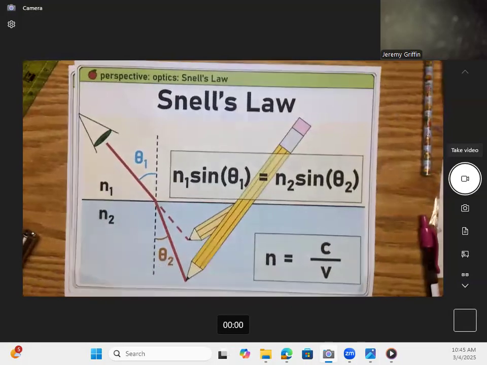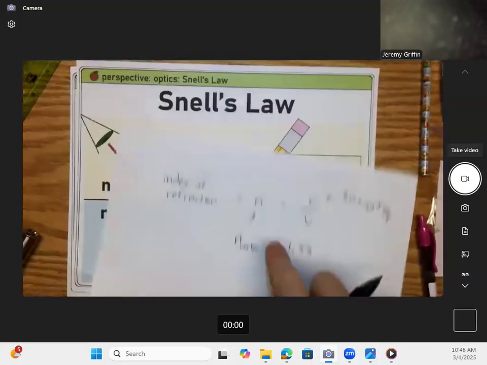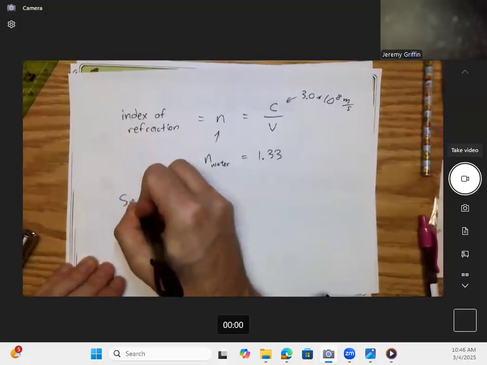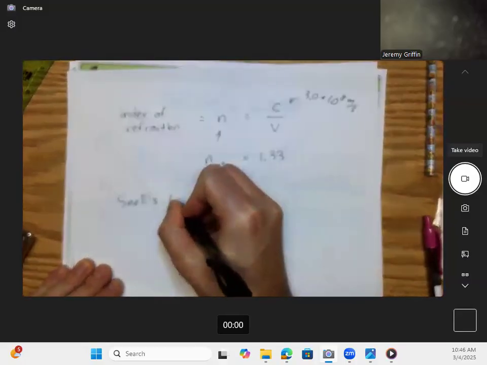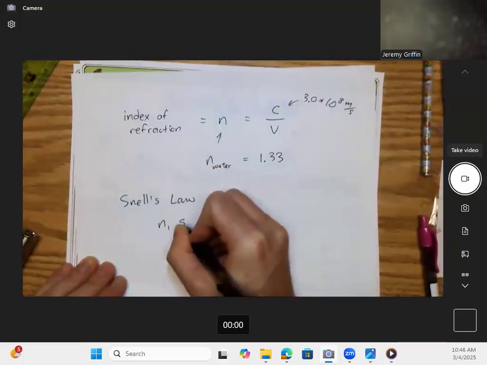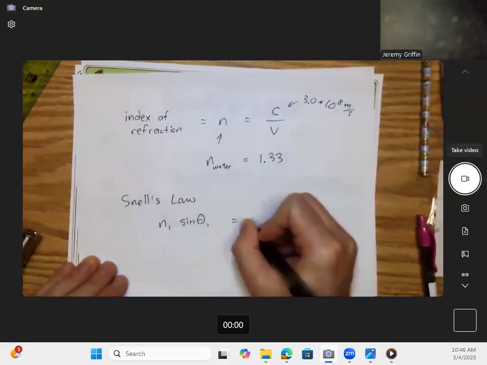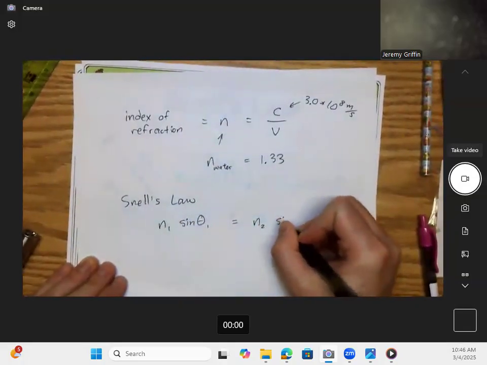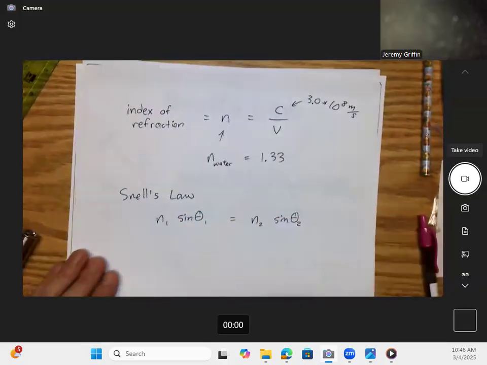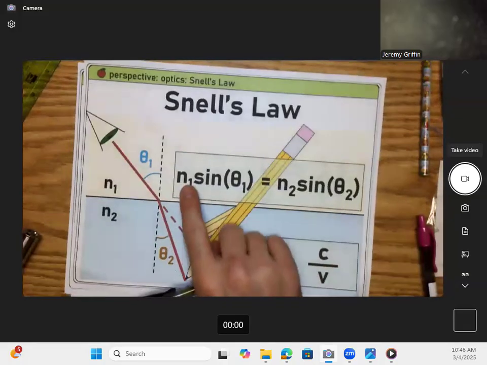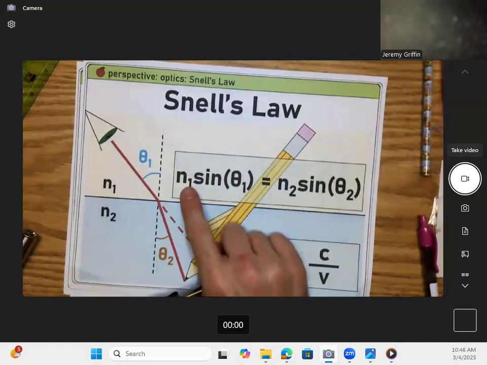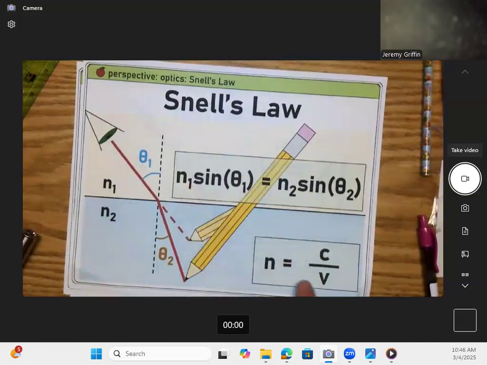So if that's true, then here's Snell's law. Snell's law goes n1 times sine theta 1 equals n2 times sine theta 2. Now, on the side of air, actually, let's start with the vacuum. If you have a perfect vacuum, what would n be for a perfect vacuum?